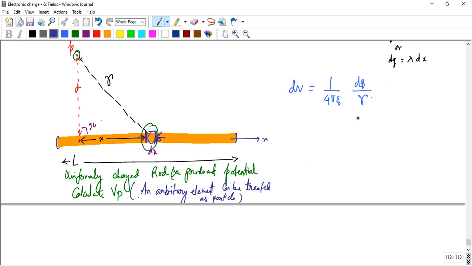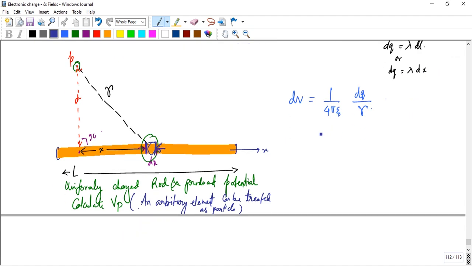Now dq is replaced by lambda dx, so dV equals 1 over 4 pi epsilon naught lambda dx over r. What is the value of r? If you look carefully at the diagram, it shows a right angle triangle ABC with a 90 degree angle. So r is the hypotenuse, d is the perpendicular, and x is the base. So dV equals 1 over 4 pi epsilon naught lambda dx over the square root of x squared plus d squared.